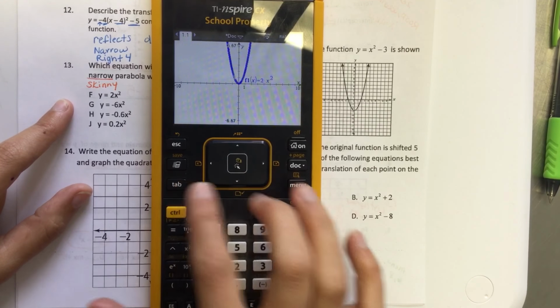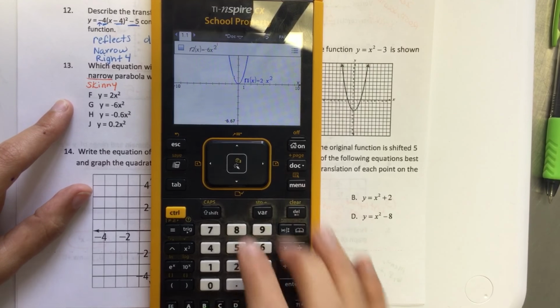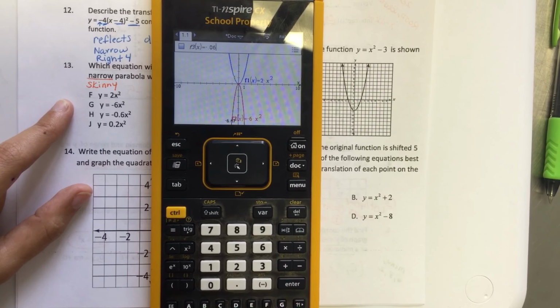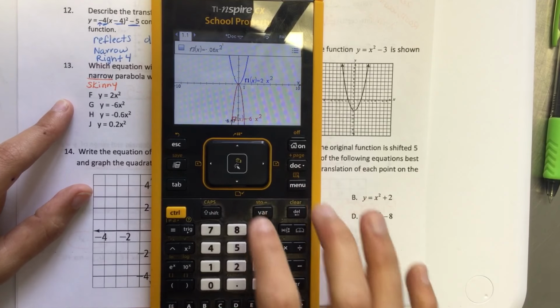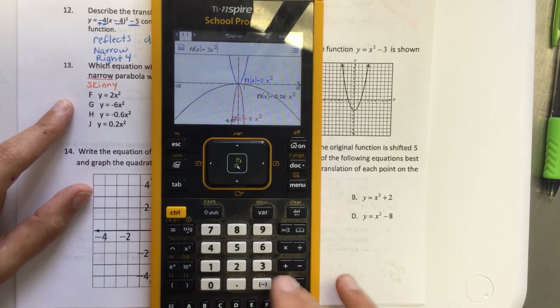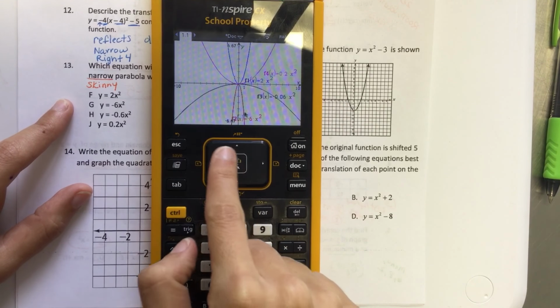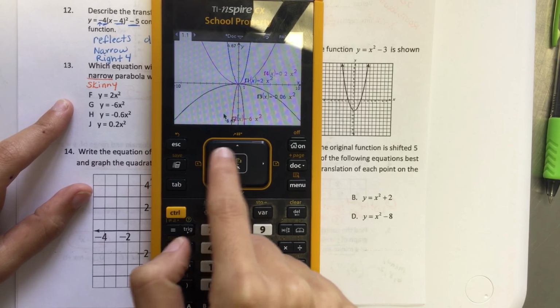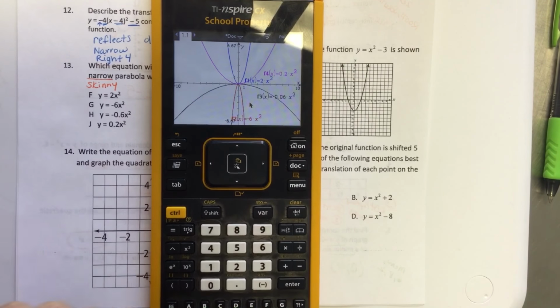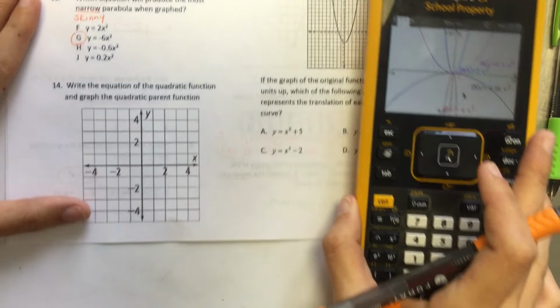So there's 1, negative 6x squared, negative 0.06x squared, and 0.2x squared. So we're looking at all of these. The skinniest graph is this one right here, this orange one, which is negative 6x squared. There we go. All right.